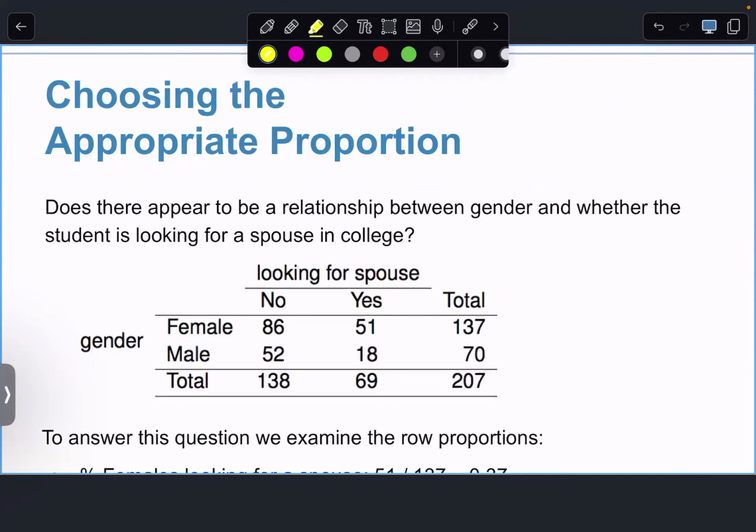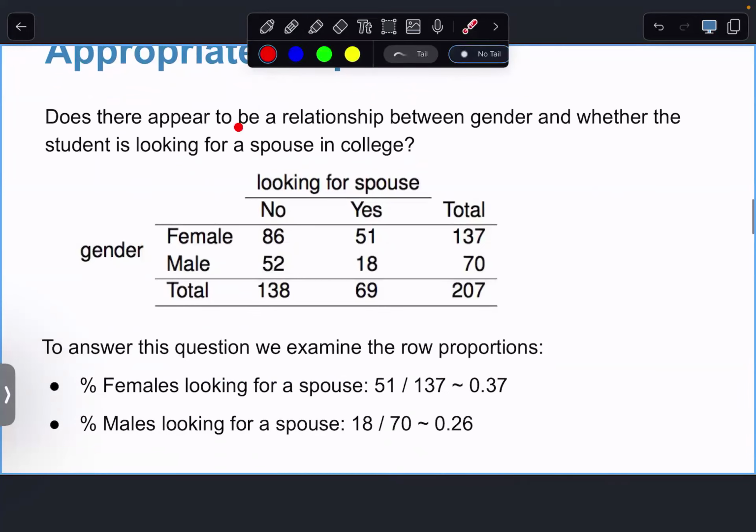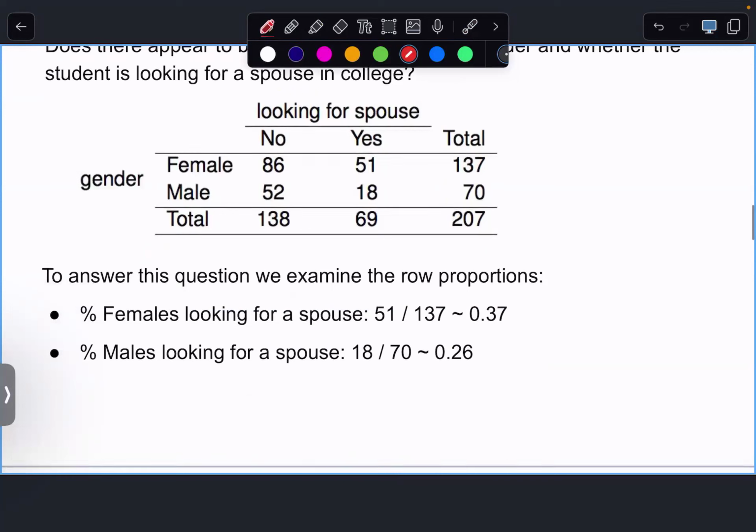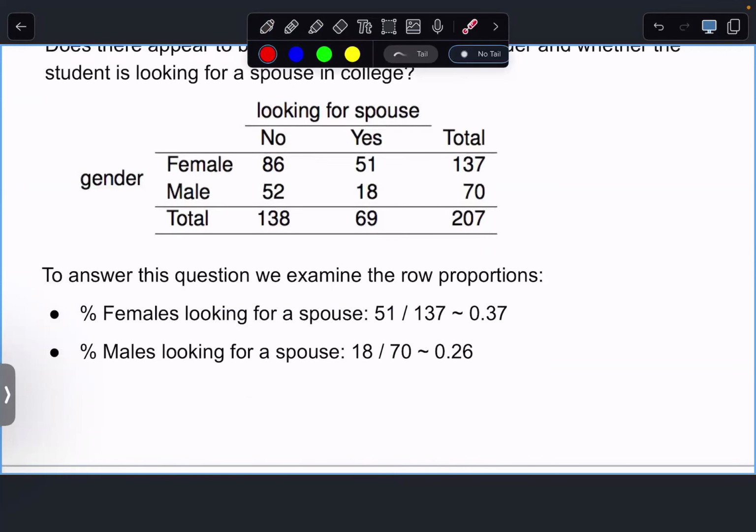So here, what if we want to know, does there appear to be a relationship, okay, I'm going to highlight that, between gender and whether the student is looking for a spouse in college? Okay. And I'm noticing there's a typo here. This isn't a percentage because it's just as a decimal of 0.37. And so just to be consistent, I'm going to call this a proportion. And this is a proportion, right?